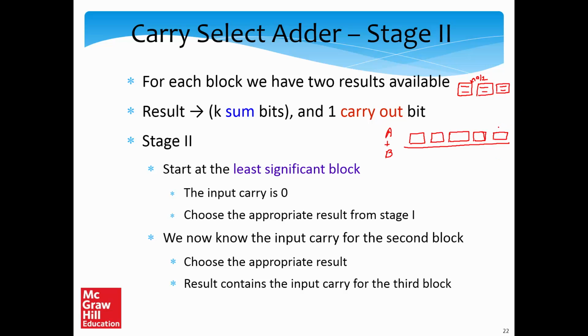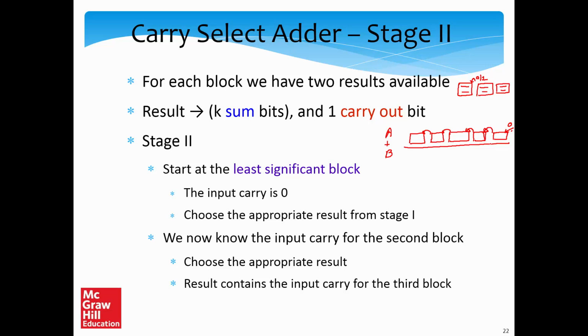In stage 2, we start at the least significant block. Clearly the input carry into this is 0. So we quickly choose the appropriate result from the first stage, and the result will have the carry out. So we send the carry to the next block. Then we quickly choose the appropriate result from the first stage and send the appropriate carry out to the next block, and so on and so forth.